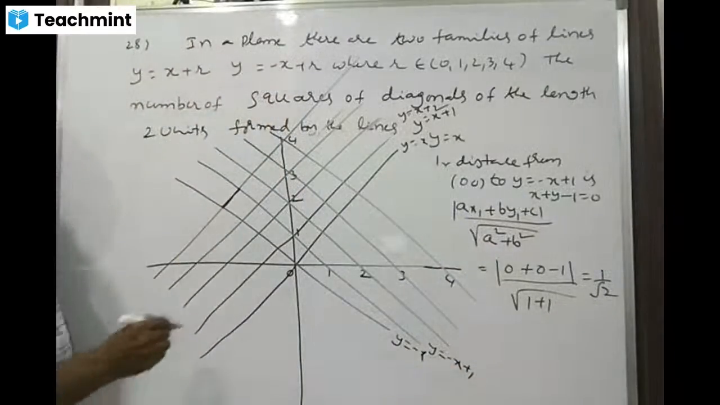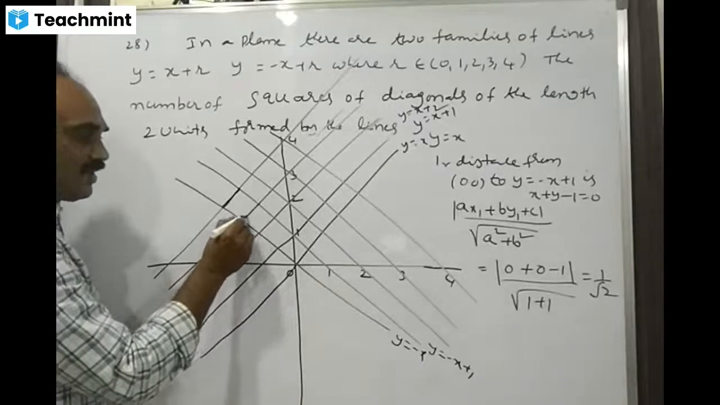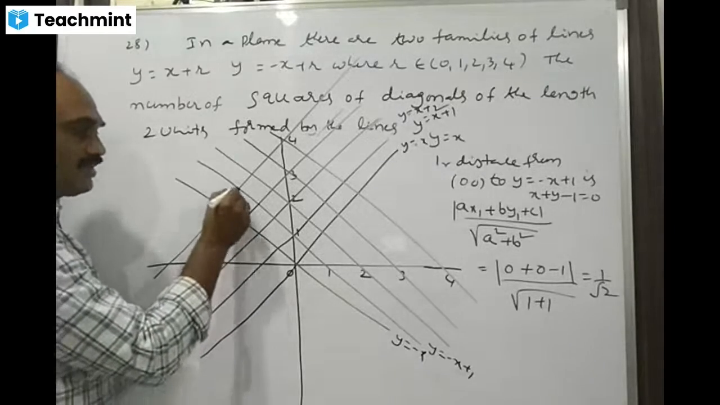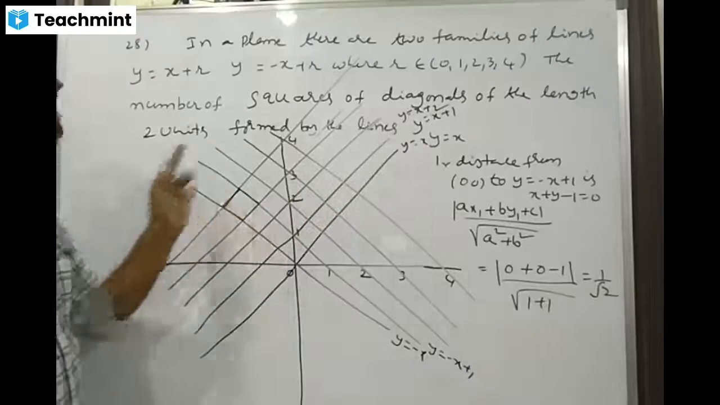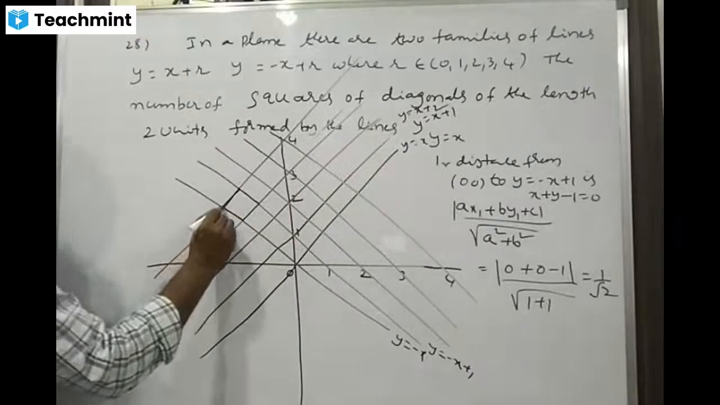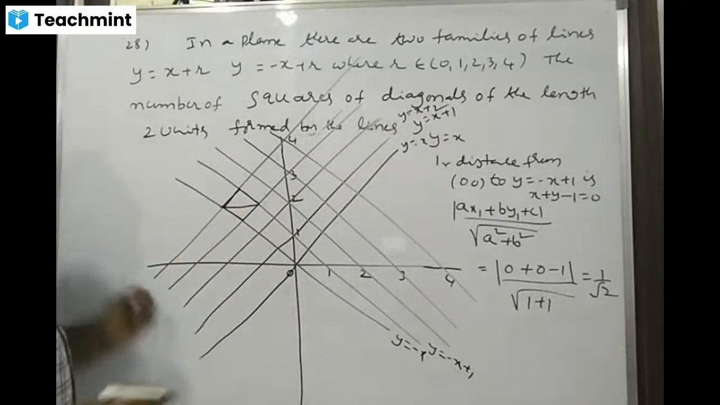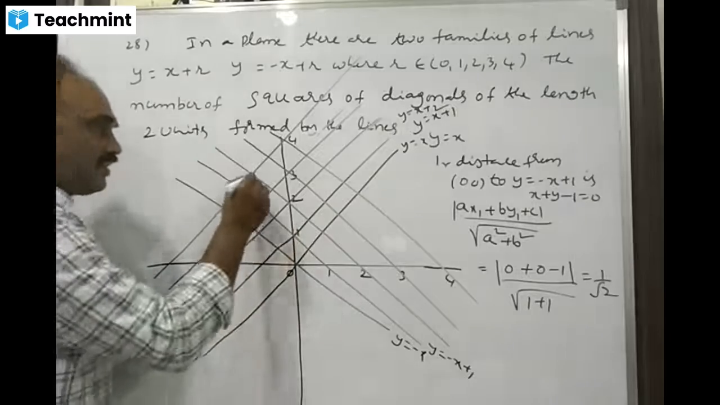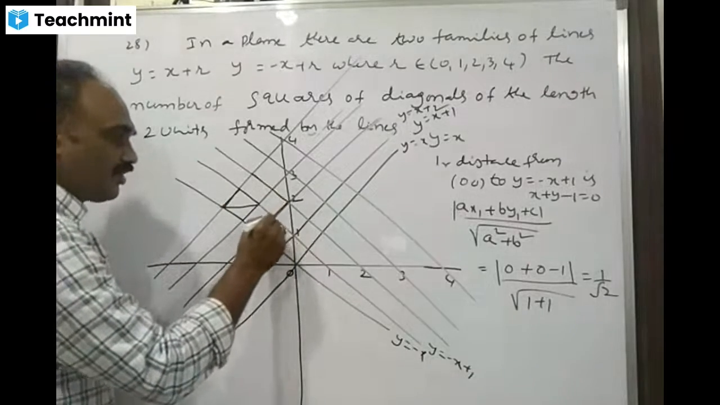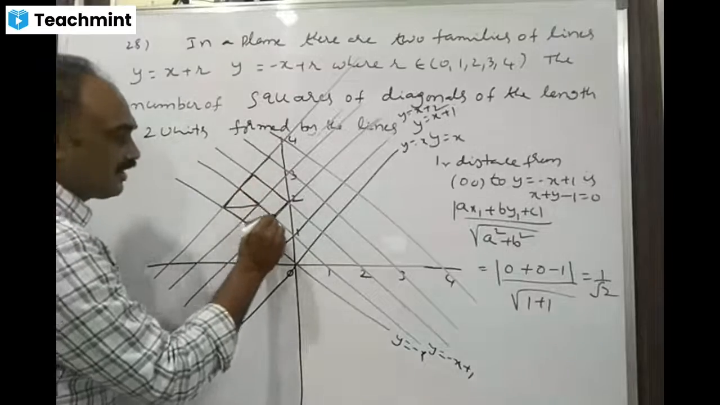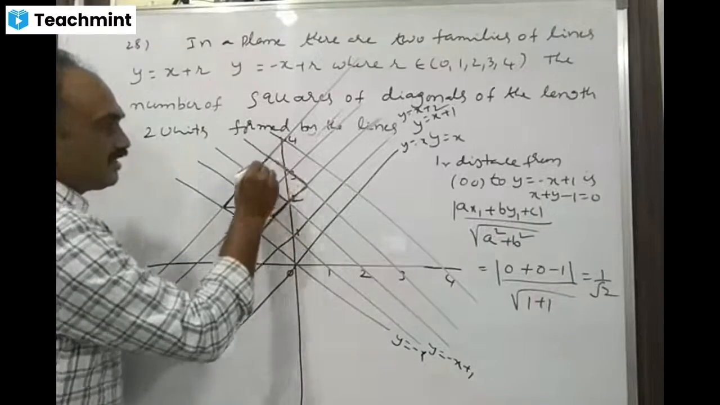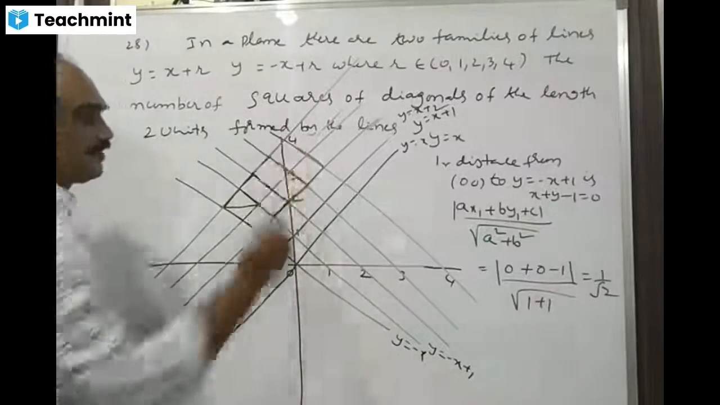Squares, all sides are equal. This length is also 1 by root 2. Here the diagonals are of length 2 units, while this diagonal length is 1 unit. Diagonal length 2 means this type of square. This type of squares, how many squares here? This is 1 square, this is another square, and this is another square. Total 3 squares in this one.